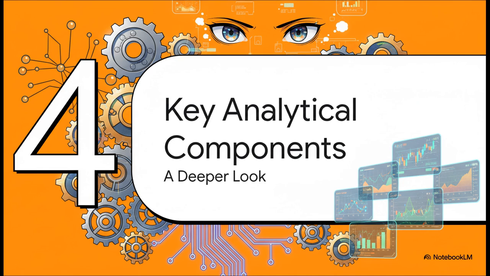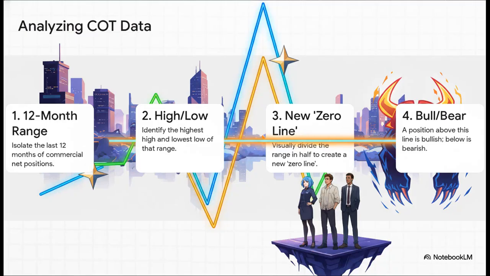All right, now let's roll up our sleeves and really dig into some of the most critical components of that framework. This is where the theory becomes practical. So the analysis kicks off with the Commitment of Traders Report, or COT data. But ICT has this really unique way of reading it. First, you look at the last 12 months of the commercial's net positions. Then, you find the absolute highest high and the lowest low within that 1-year range.